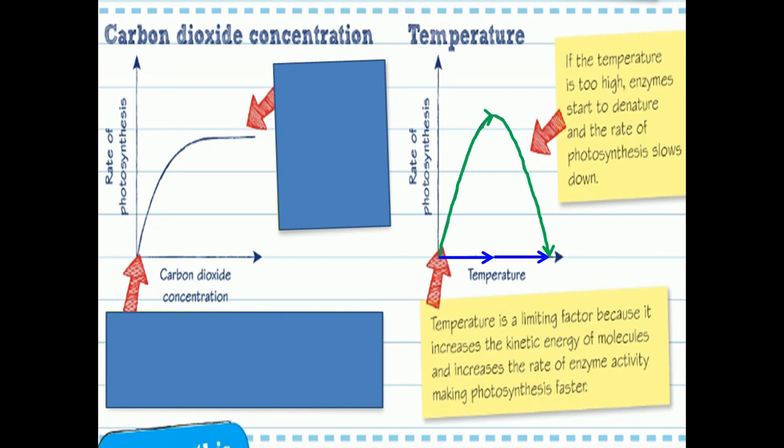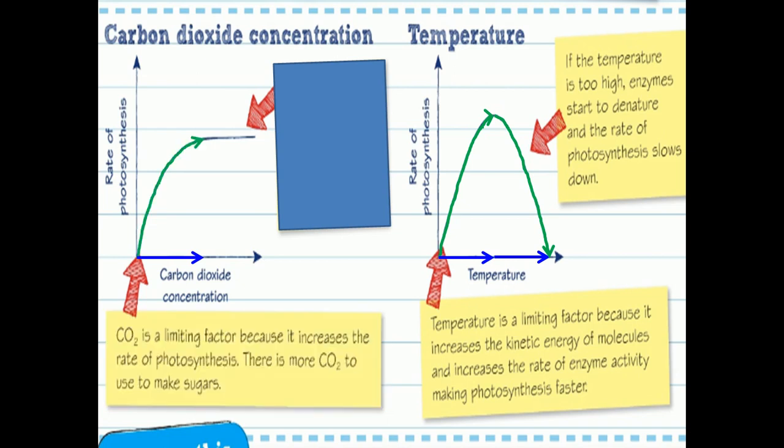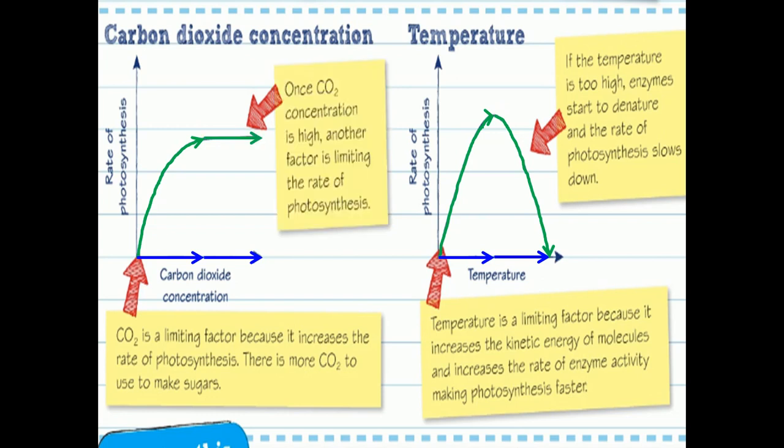And then if we go back to carbon dioxide, we know that when you increase the carbon dioxide concentration, the rate of photosynthesis increases, and that is because carbon dioxide is a limiting factor. It's the factor that is limiting the rate of photosynthesis. Very high carbon dioxide concentration has no effect on the rate of photosynthesis because there is another factor or factors that are limiting the rate of photosynthesis, most likely temperature, or there could also be light.